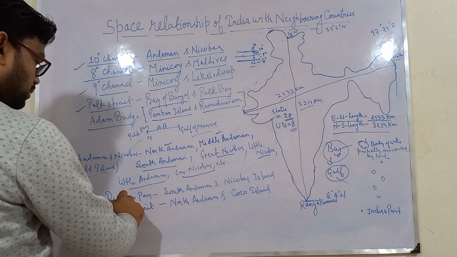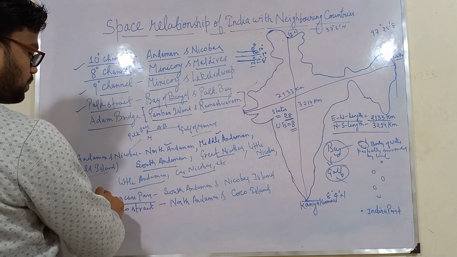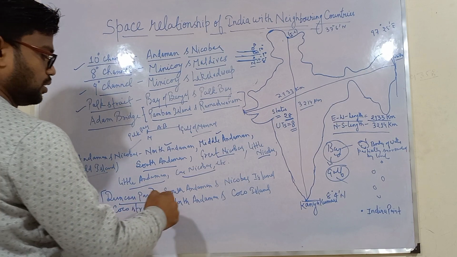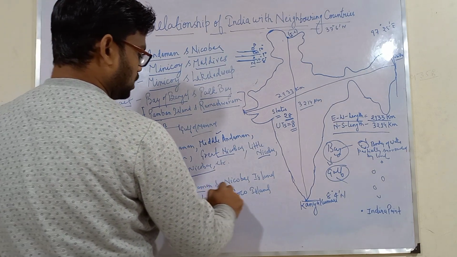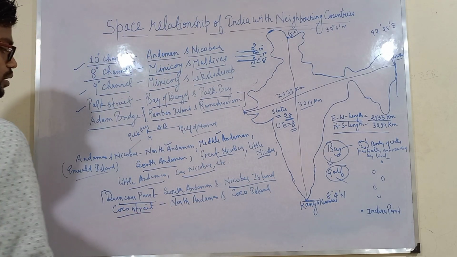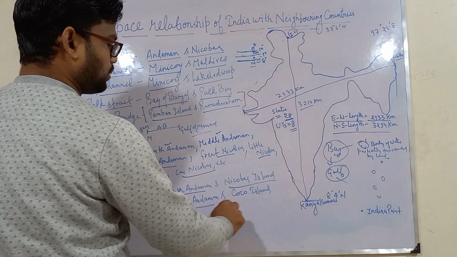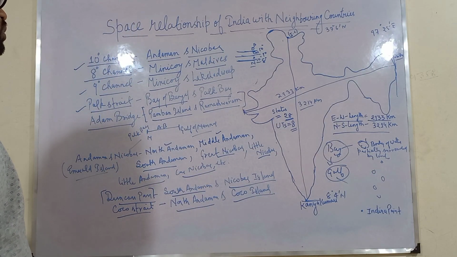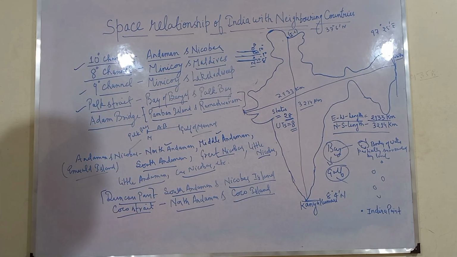Then we have Duncan Pass. Now this Duncan Pass again becomes important from the objective type question. It separates South Andaman with Nicobar Island. Then we have Coco Strait. It separates North Andaman with Coco Islands. So all these facts are important for the objective questions. So please note it down and do remember these. We will move to our next heading.